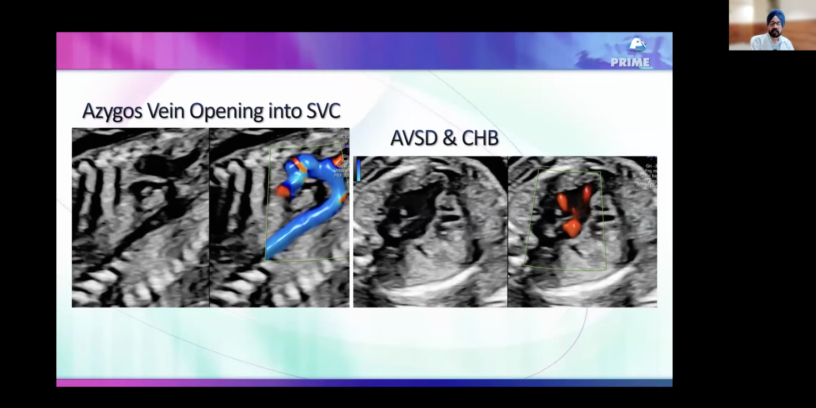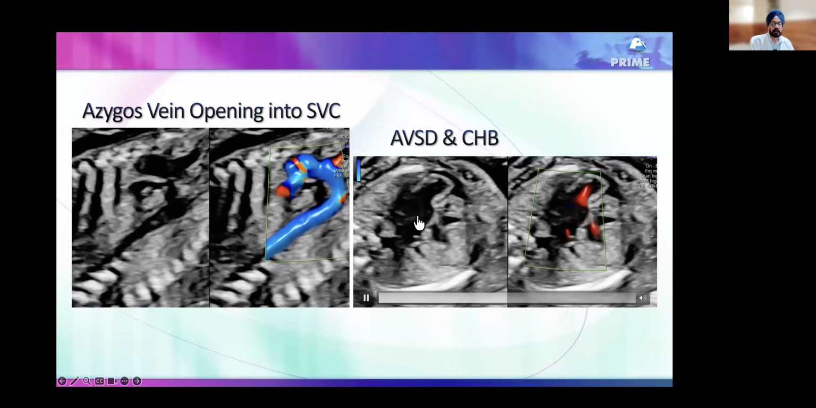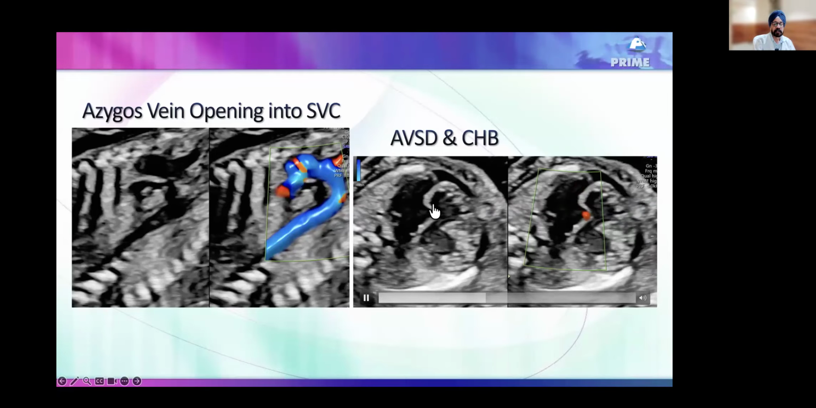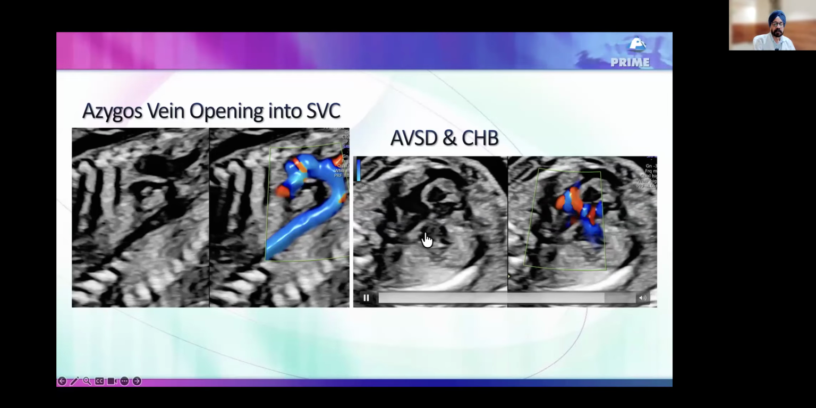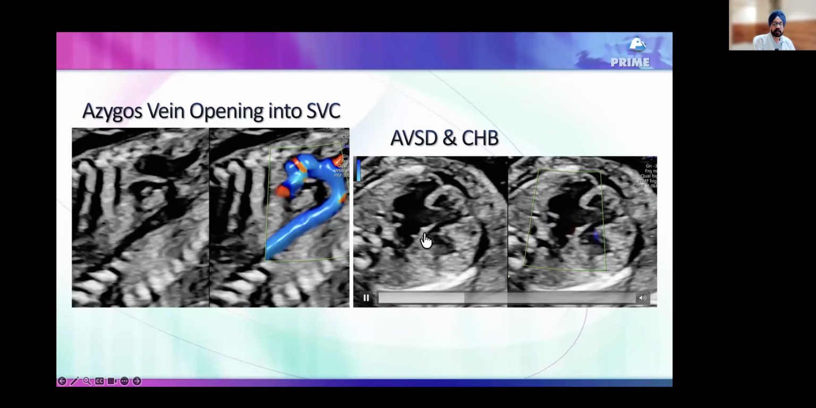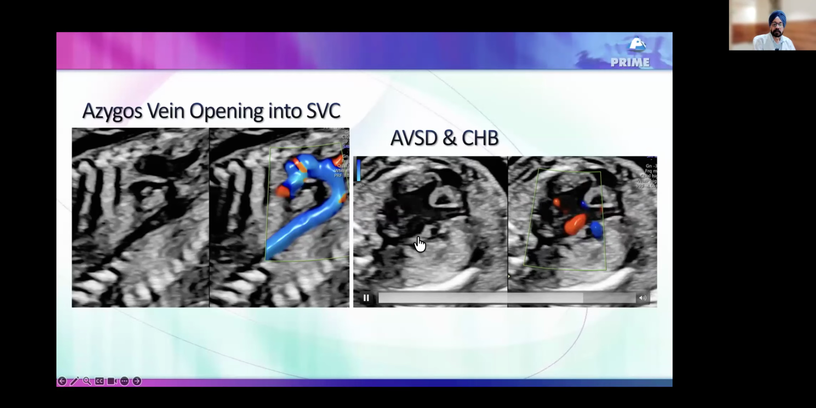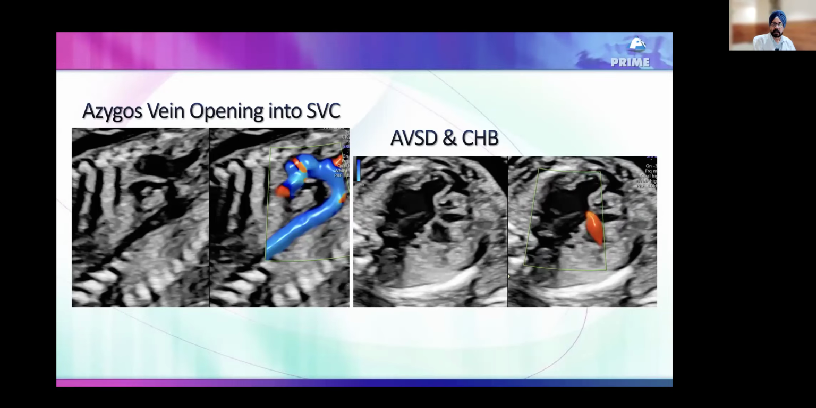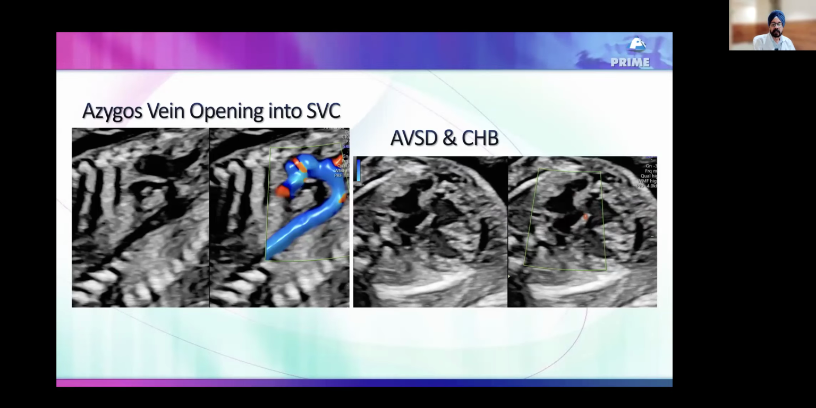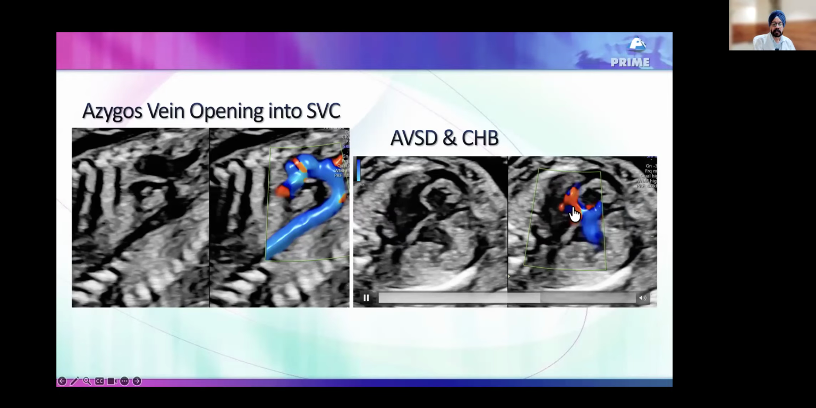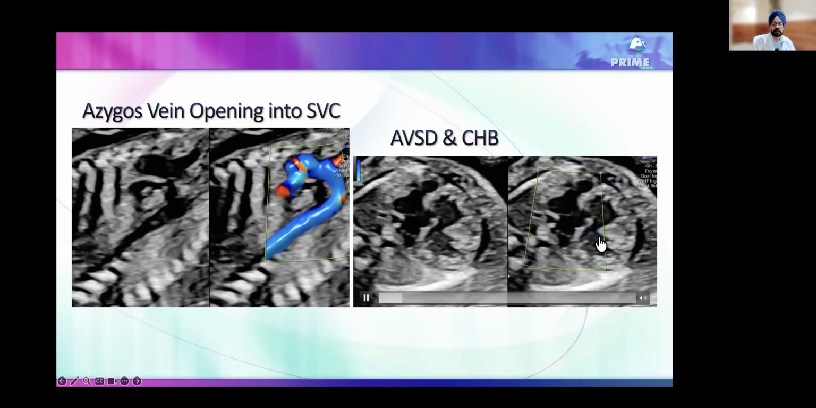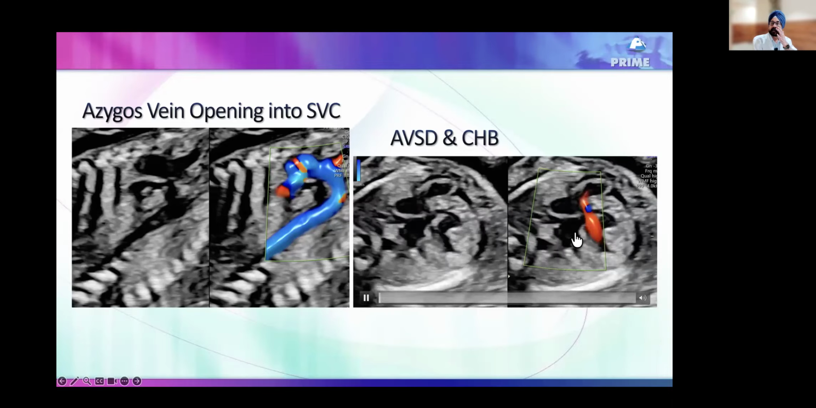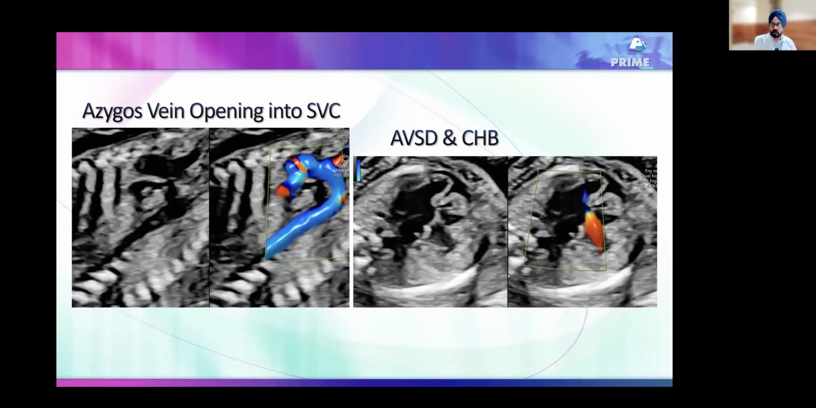Yeah, it's a balanced AVSD. This is where you get an ASD. This is where you get a VSD. This is the common AV valve, but this part of the valve is atretic. You see, this part of the valve is not opening. So you can have a partial kind of atresia of one valve. And then the entire blood to this ventricle comes from this side. So this one valve is not opening, one side of the common AV valve.